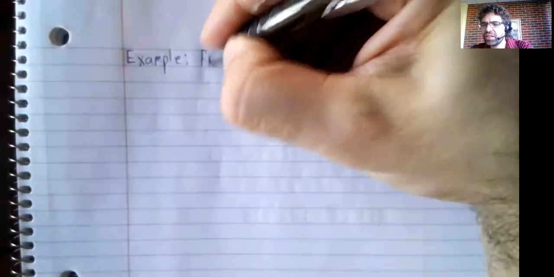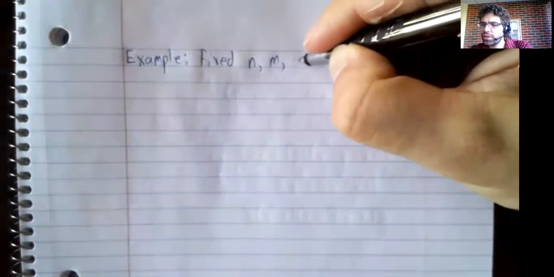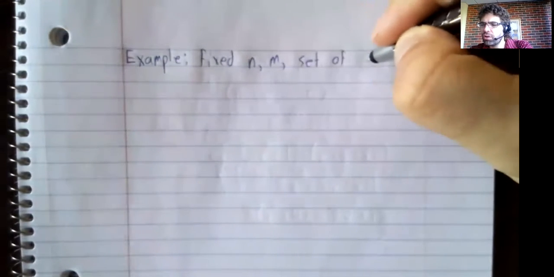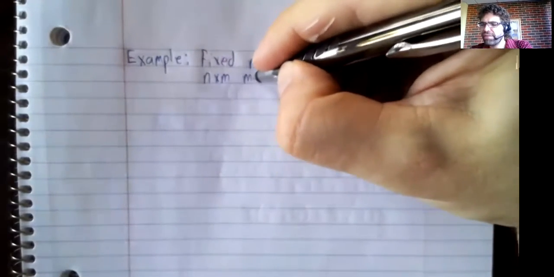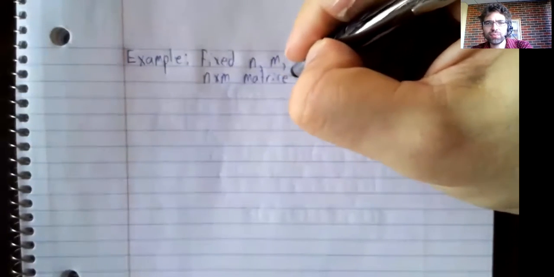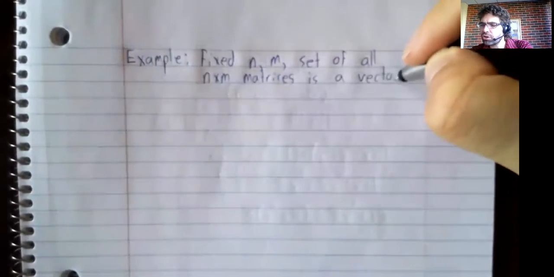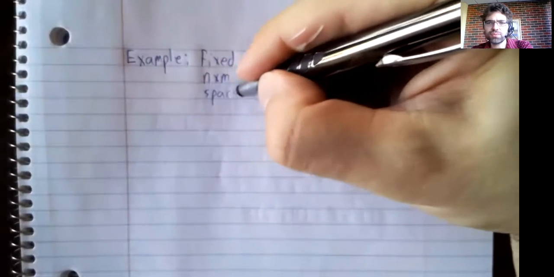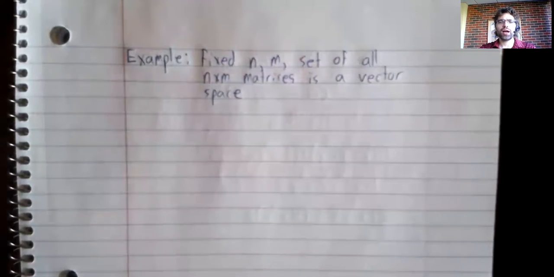Example. For a fixed n and m, the set of all n by m matrices is a vector space. Addition and scalar multiplication are defined as we have defined them in this course.